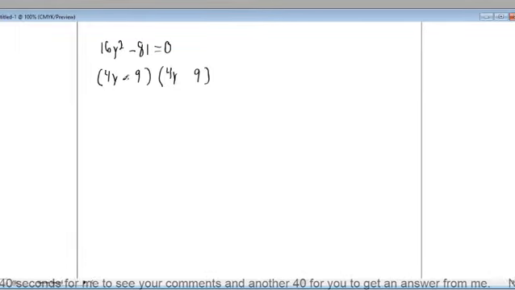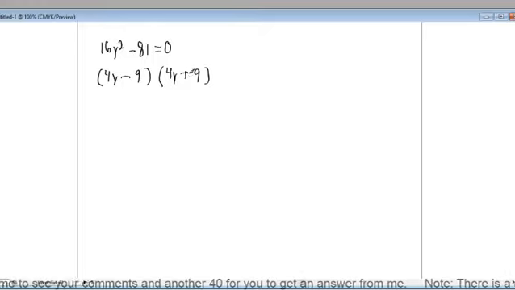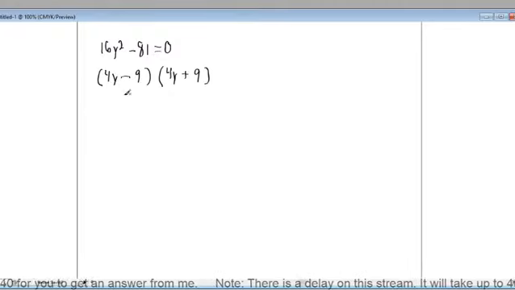And then one of them will be minus in the middle. One of them will be plus in the middle. Because, as we know, a difference of squares will always factor down to conjugate binomials. And conjugate binomials means one of them's got negative, one of them's got positive. And so this is still equal to 0.